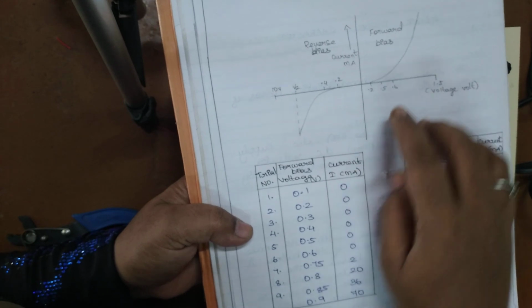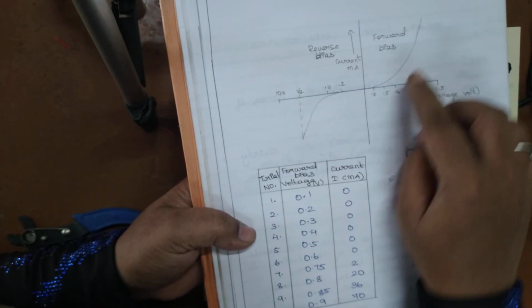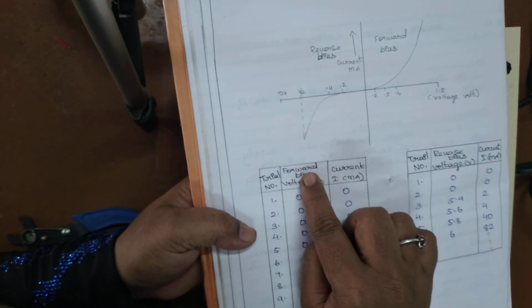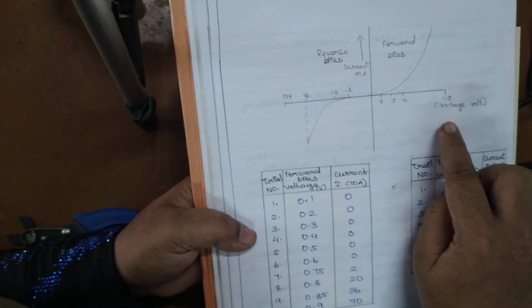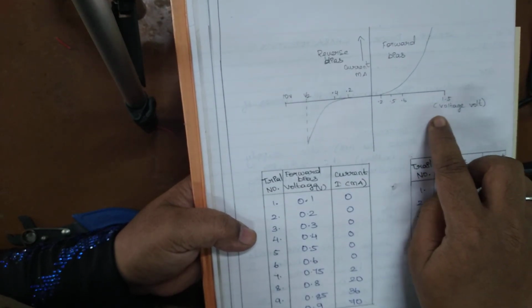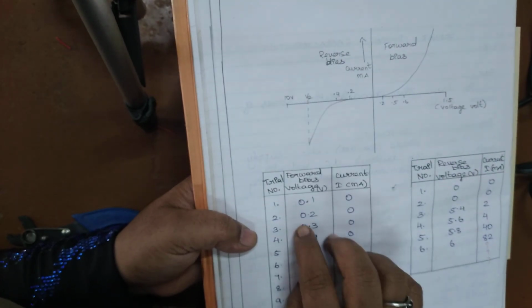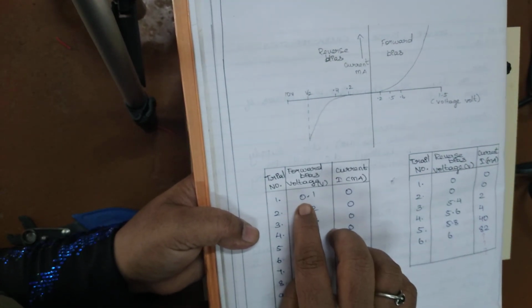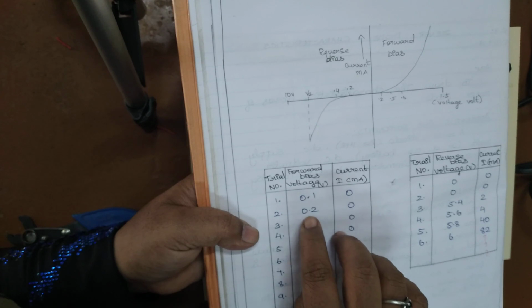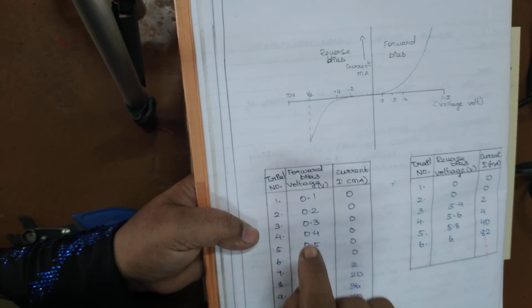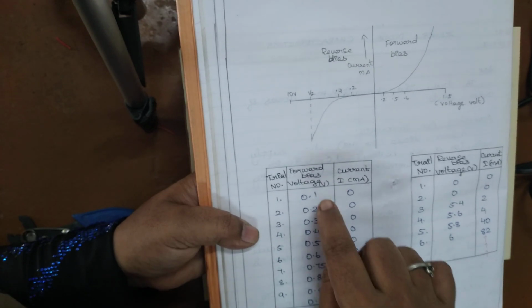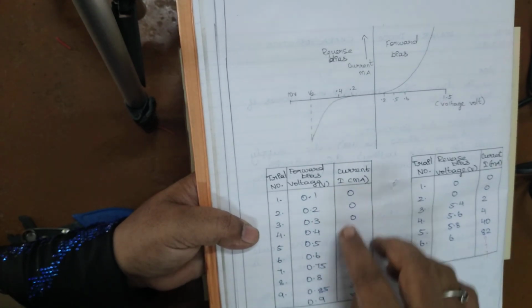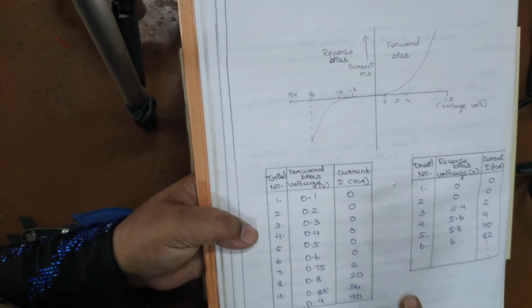Here you can see this is the graph for the forward bias, and this one is the reverse bias. Now we will focus on the forward bias. You should take the reading by varying the voltage with respect to the current. It has to be read from 0.1, 0.2, because I already told you the division is 0.05, so you just go with 0.1 itself. So 0.1, 0.2, 0.3, 0.4, and the current increases simultaneously.